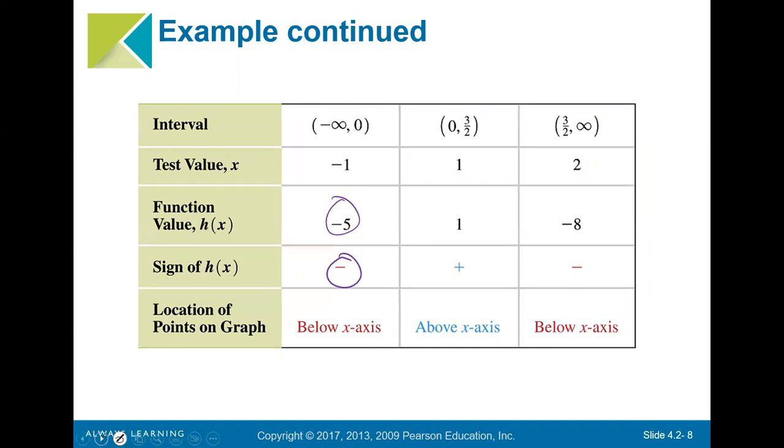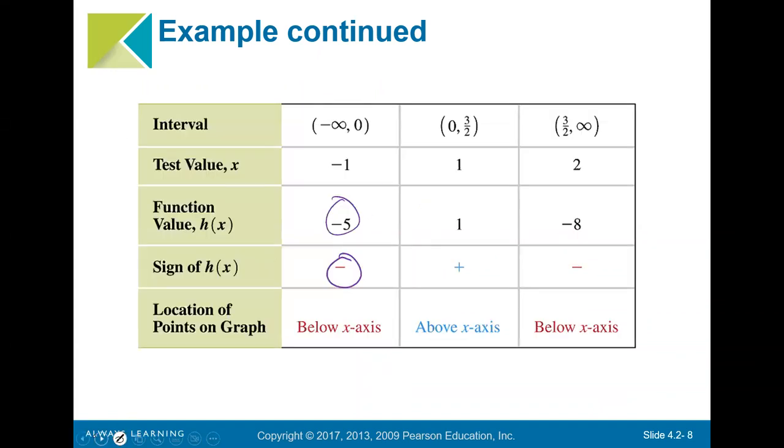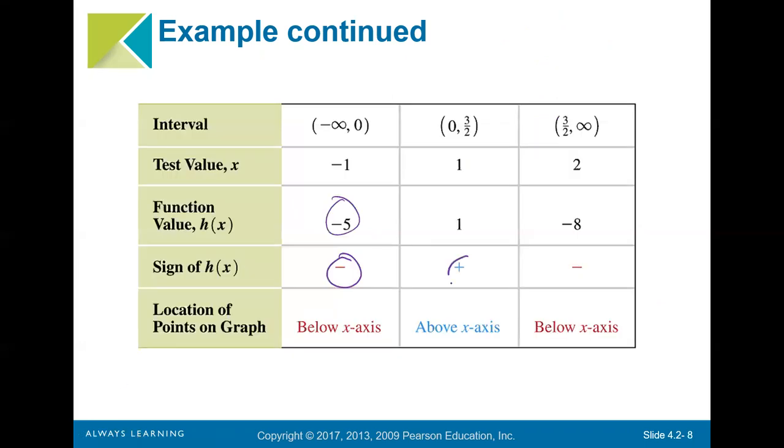So the next one says 0 to 3/2. If you pick some point on there, let's pick 1. If I plug in +1, what do I get? Well, I end up with -2 plus 3. It gives me a positive number. So that's what it's telling us here. So it's above the x-axis.